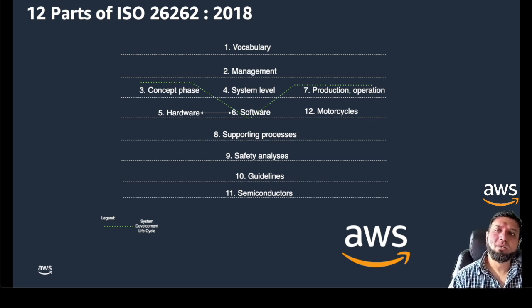Then we have part 5 and 6. Now, in part 5 and 6, we are talking about hardware and software, which is actually product development. So in part 4, within the V diagram, we looked at system level, right? These need to be implemented at hardware and software level. In here, we look at safety requirements, which is in part 5 and 6. We look at safety requirements from both hardware and software development domains.